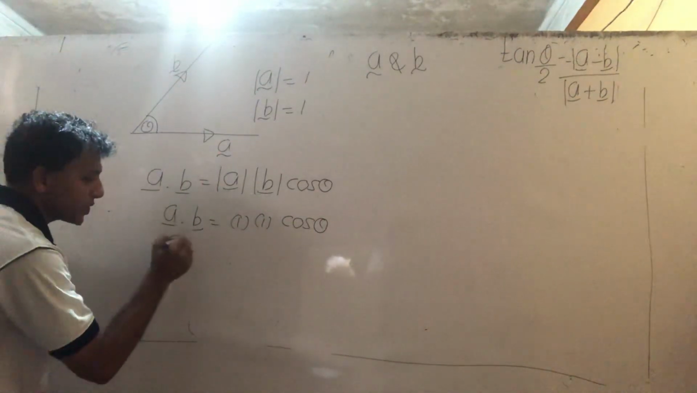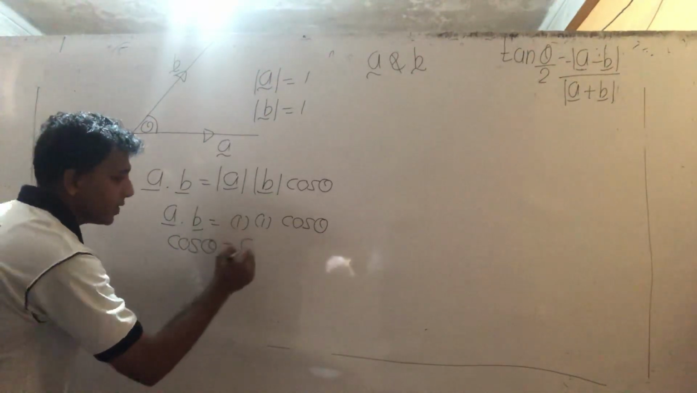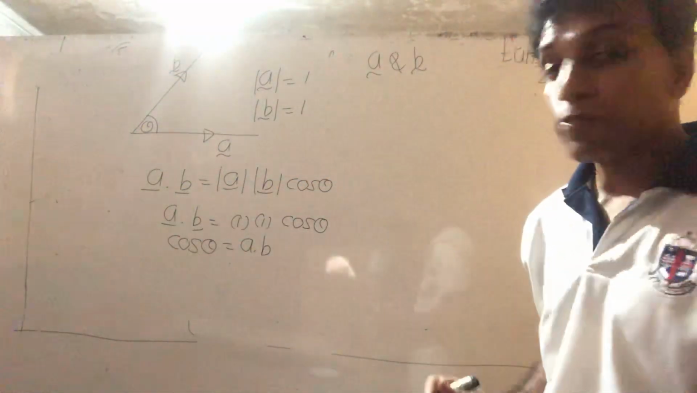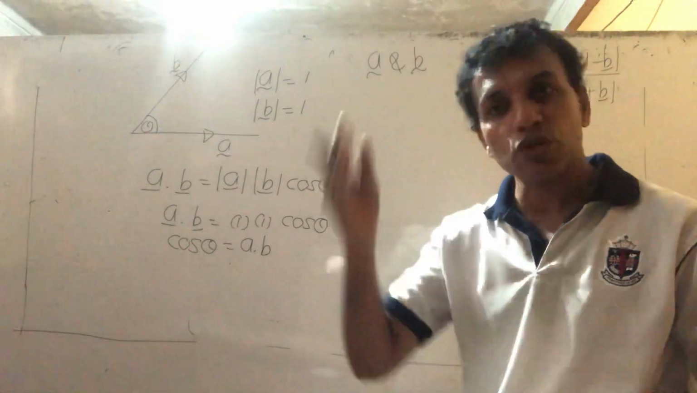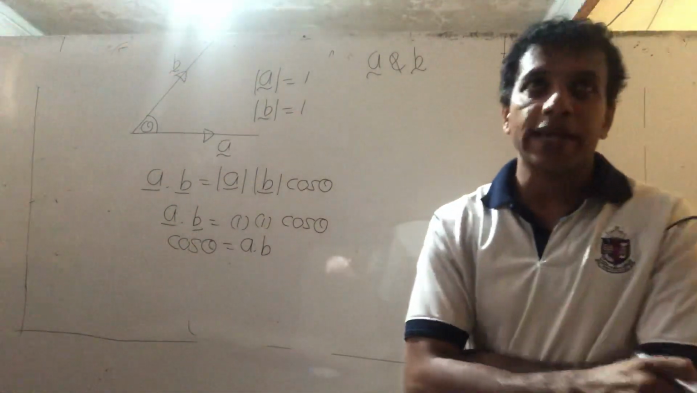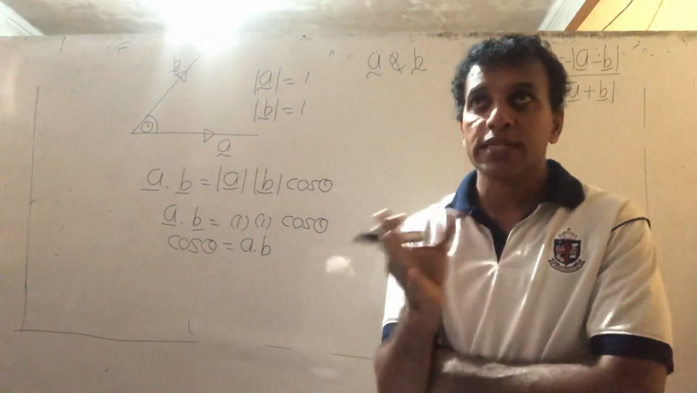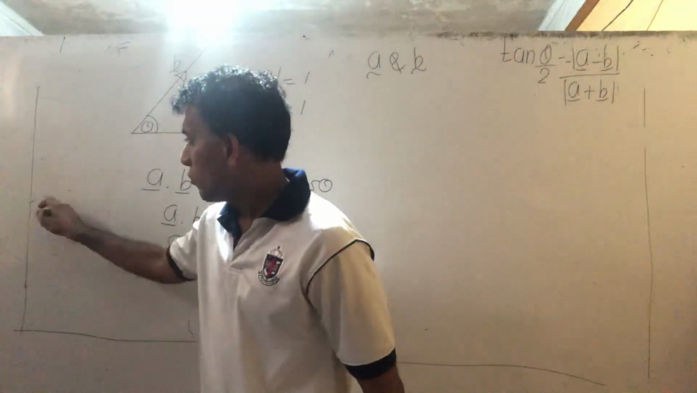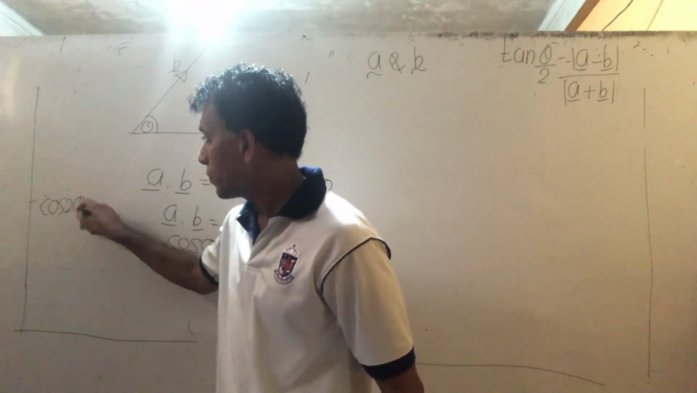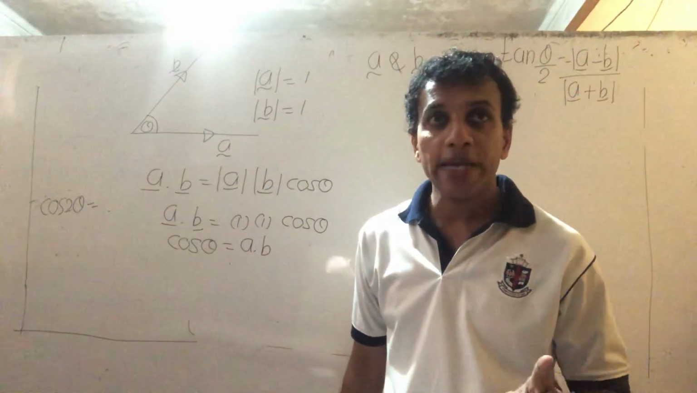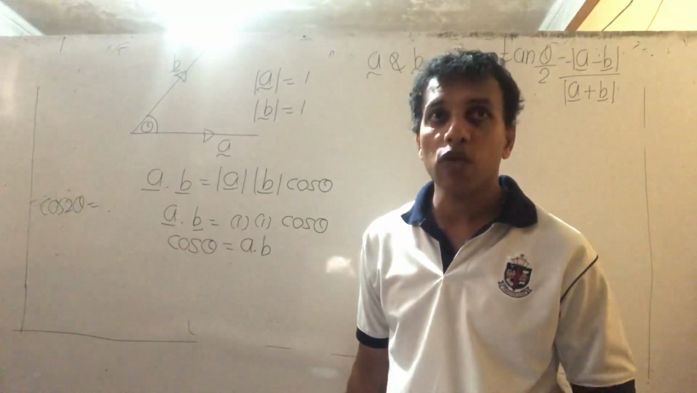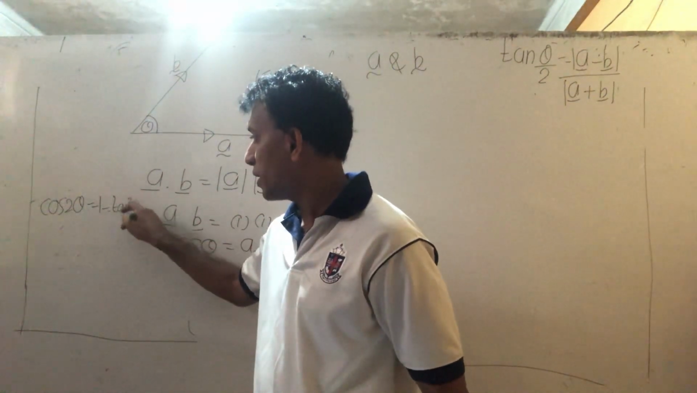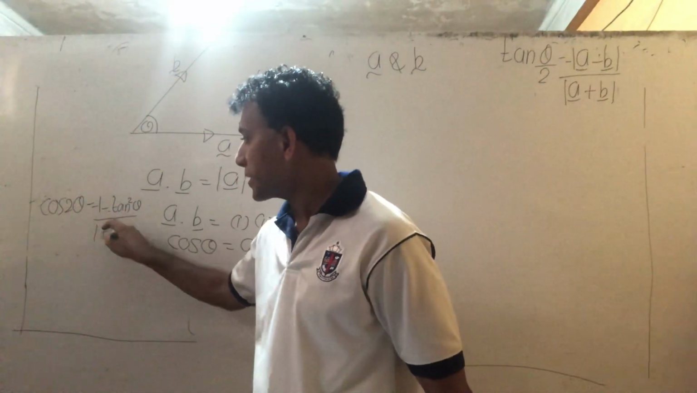Therefore cos theta equals A dot B. But the problem is not in cos theta, it is in tan theta. That's your trigonometry, pure maths. So how did you learn any conversion between tan and sine, tan and cos? That's the double angle formula. What is cos 2 theta? Cos 2 theta equals 1 minus tan square theta divided by 1 plus tan square theta.